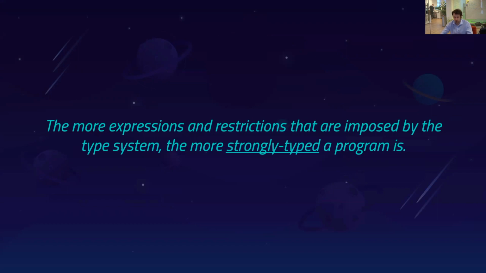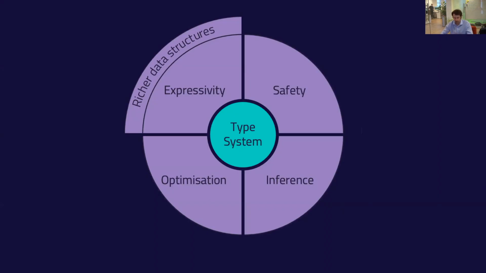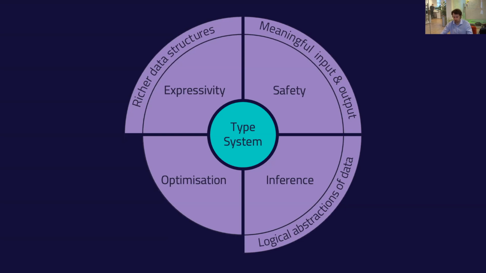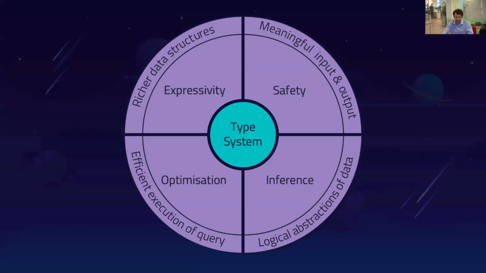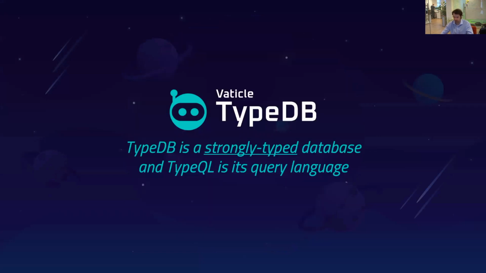So that's why the expressivity provides us with richer data structures. The safety provides us with meaningful input and output of data. The inference provides us logical abstractions of data. And finally, the optimization gives us efficient execution of queries. And that's why we say that TypeDB is a strongly typed database with TypeQL as its query language.